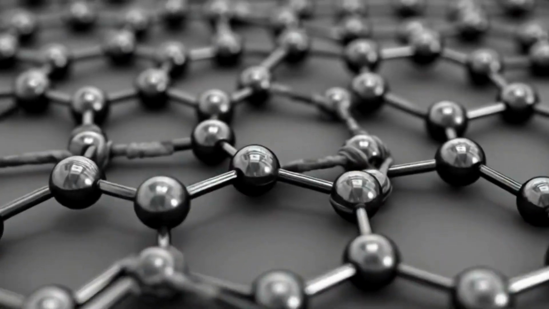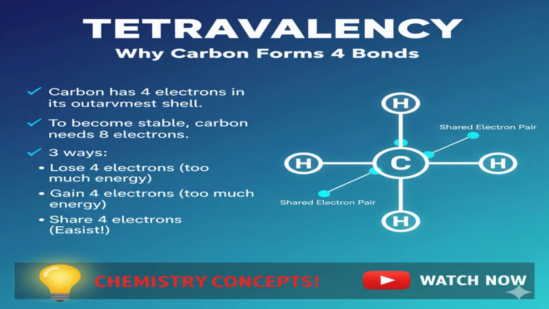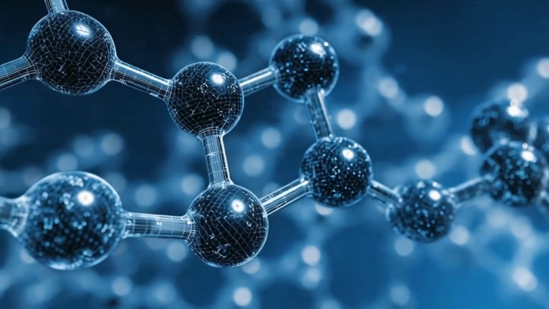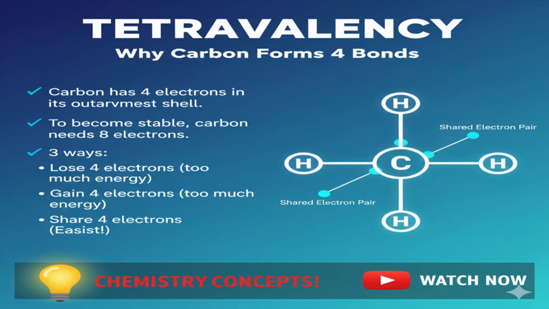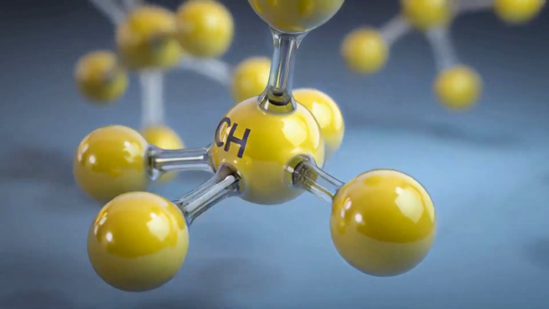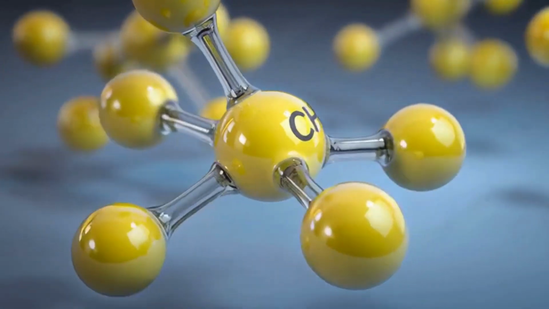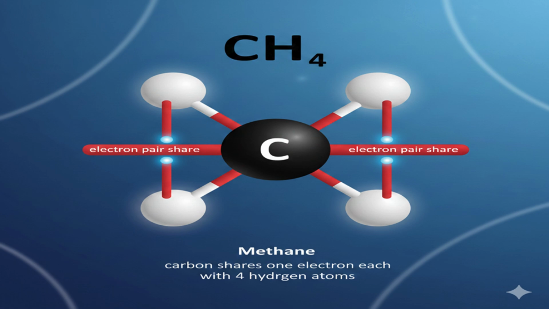Tetravalency. Carbon has 4 electrons in its outermost shell. To become stable, carbon needs 8 electrons. There are 3 possible ways to do that: lose 4 electrons, gain 4 electrons, share 4 electrons. But losing or gaining 4 electrons needs a lot of energy. So carbon chooses the easiest way, sharing electrons. Thus, carbon always forms 4 covalent bonds. Example, CH4, methane. Carbon shares 1 electron each with 4 hydrogen atoms.